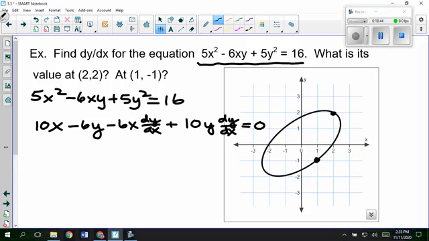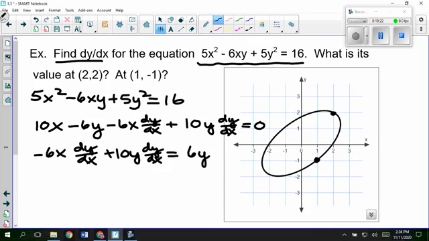Okay, so now we've got this. Now at this point, since we're asked to find dy dx, I'm going to take a moment here and get dy dx by itself. This third term and the fourth term both have a dy dx, so I'm going to leave those, and I'm going to move the things that don't have dy dx to the other side. So I'm going to subtract 10x, and I'm going to add 6y. So on this side, I still have -6x dy dx plus 10y dy dx. And then on the other side, I have 6y minus 10x.